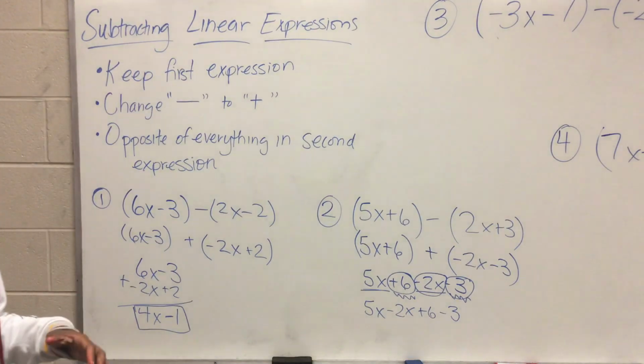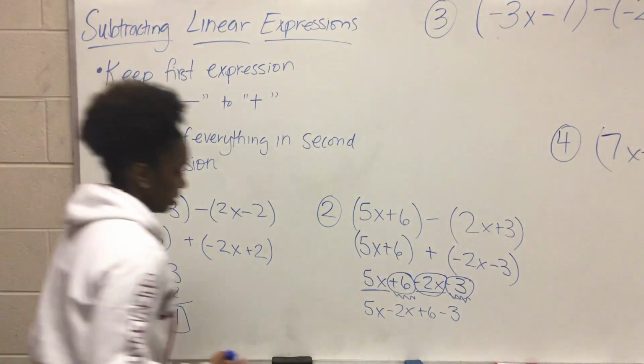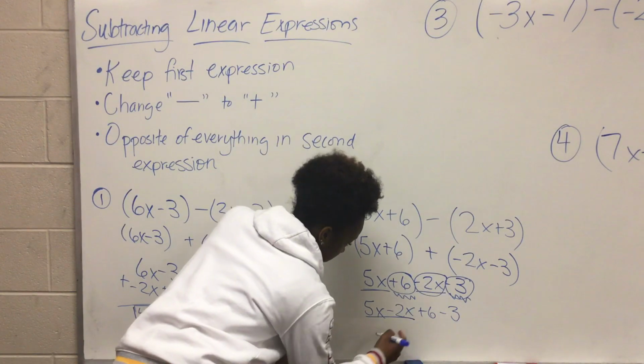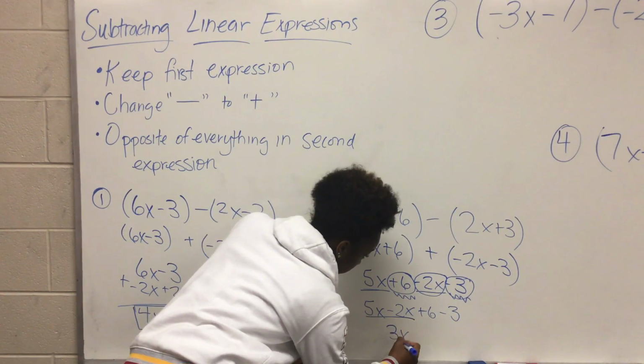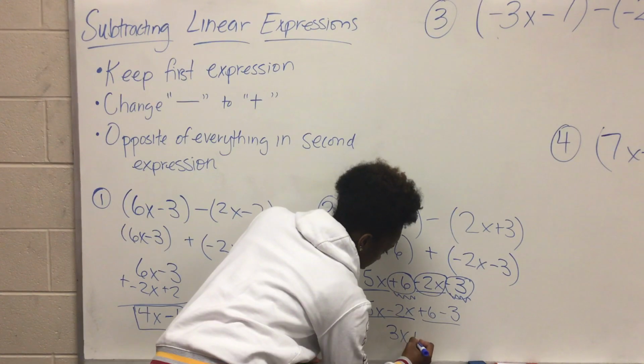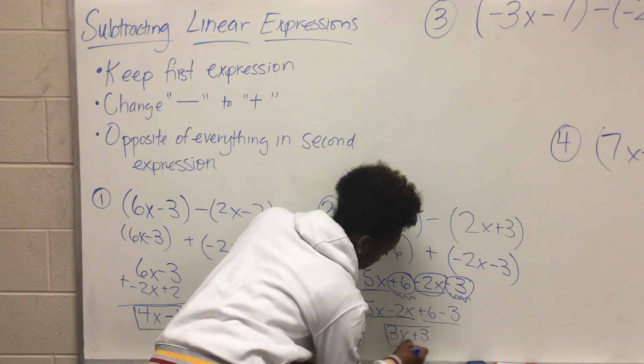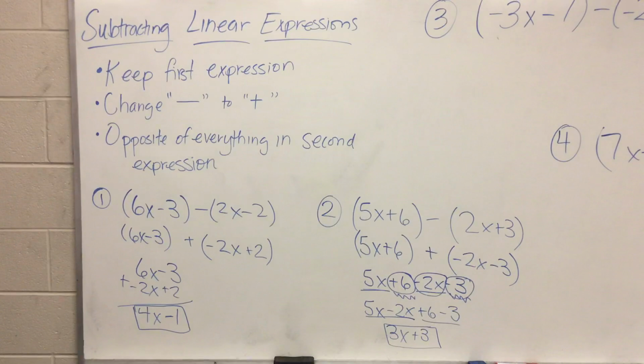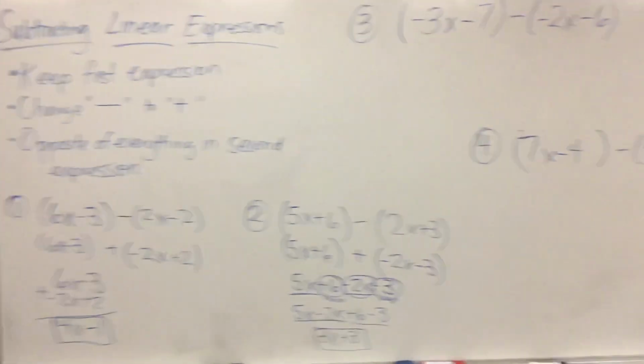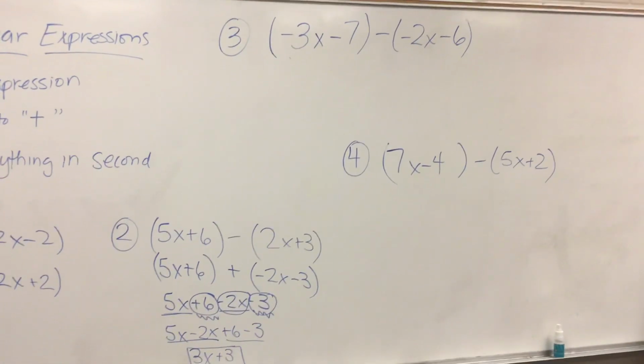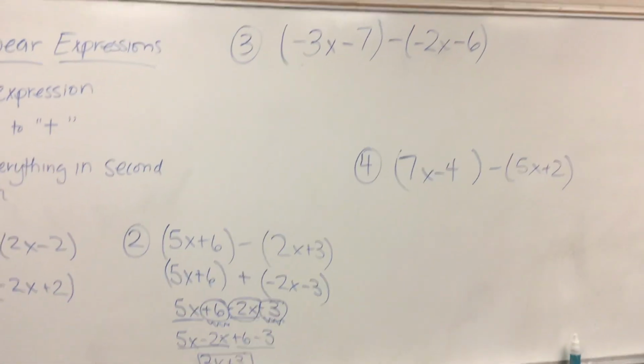Now, whichever way you're doing it, you still should get the same final answer. So now we have 5x minus 2x, which is 3x. 6 minus 3, which is 3. So we get 3x plus 3. Like I said, whichever way you solve it, you're still going to get the same answer. So for number 1, we stacked it. For 2, I just dropped parentheses and combined like terms. Now for number 3, it's going to pretty much be the same thing.